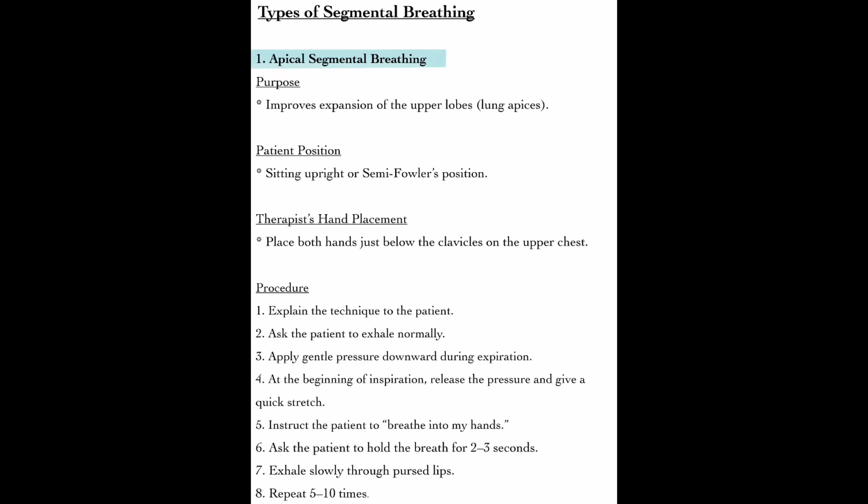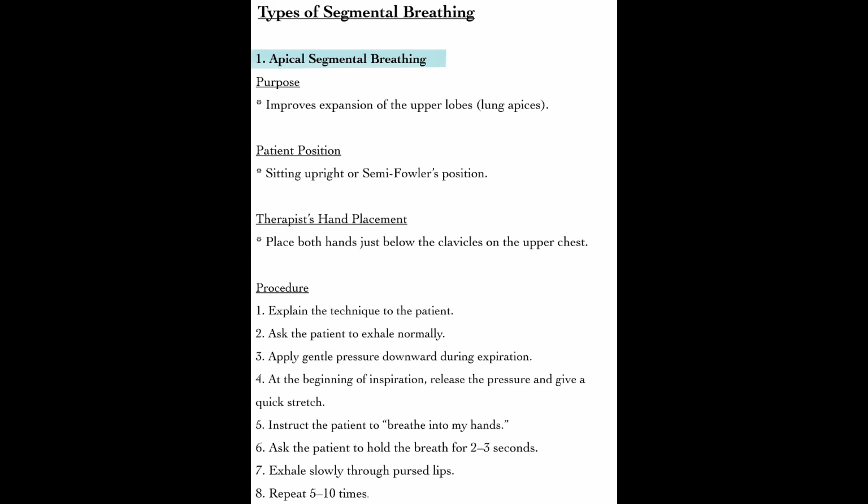Contraindications: absolute, untreated pneumothorax, severe respiratory distress, massive hemoptysis, flail chest, unstable chest trauma. Relative contraindications are acute rib fractures, severe osteoporosis, severe chest pain, recent thoracic trauma, acute pulmonary embolism, hemodynamic instability, patient unable to follow instructions. So, types of segmental breathing, there are three types.